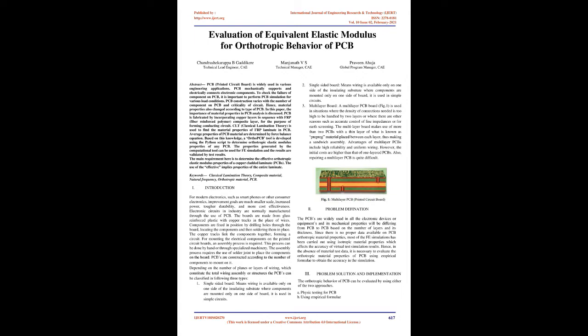Depending on the number of planes or layers of wiring, which constitute the total wiring assembly or structures, the PCBs can be classified into the following three types. Single-sided board means wiring is available only on one side of the insulating substrate, where components are mounted only on one side of the board. It is used in simple circuits.